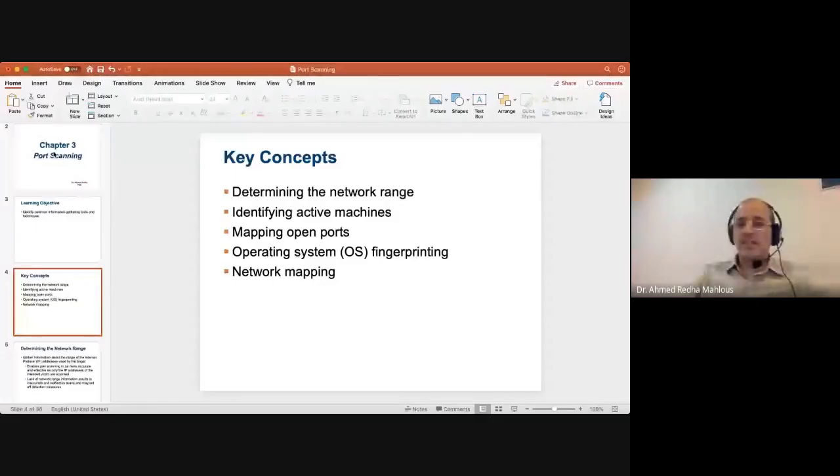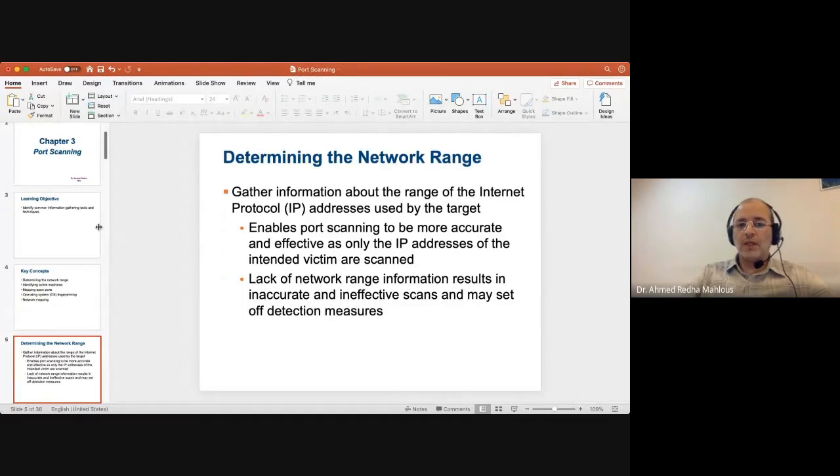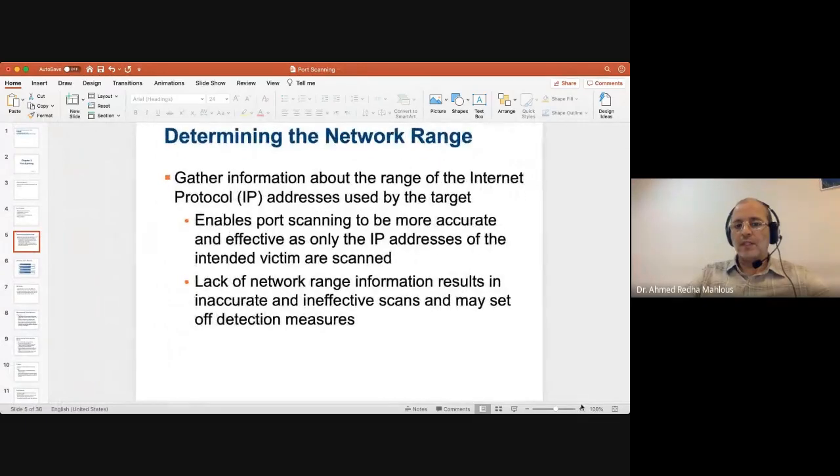Okay, that is running on that machine, and you do network mapping in order to see how the network looks like in your target machine. The first thing is determining the network range. When I talk about the network range, it is with regard to the IP addresses used by your target.